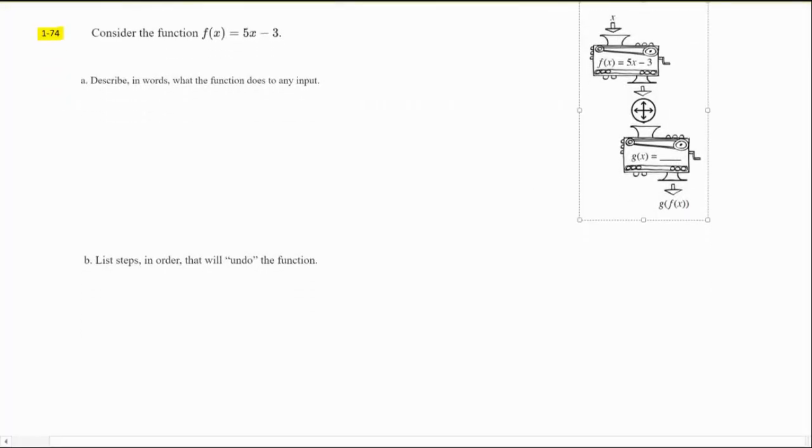All right, here we're going to consider the function f of x equals 5x minus 3. And so that's our original function over here on the right. Describe in words what the function does to any input. Well, the input is always x, and we multiply that by 5 first. So multiply by 5. And then after we do that, we subtract 3. Ta-da!